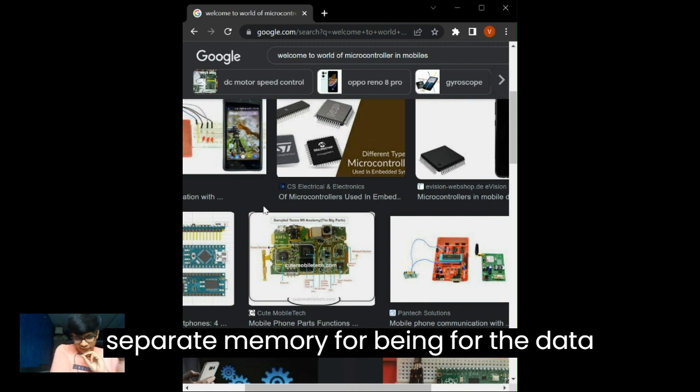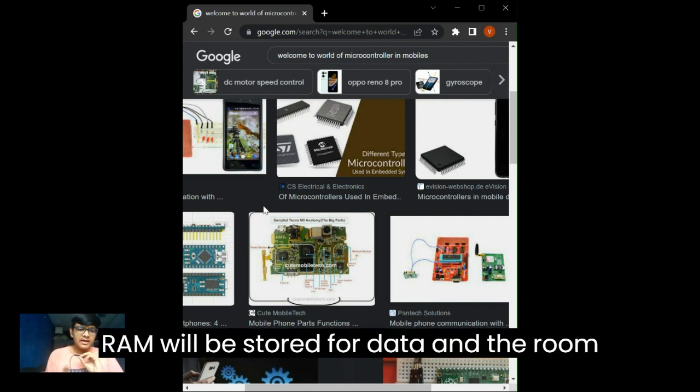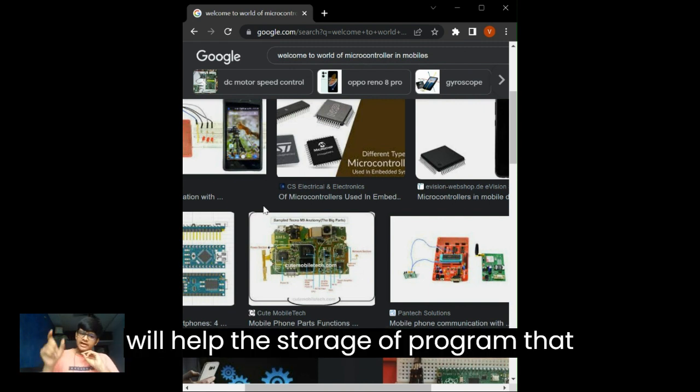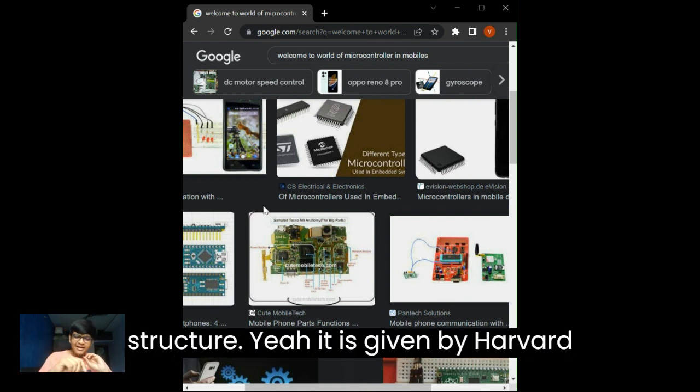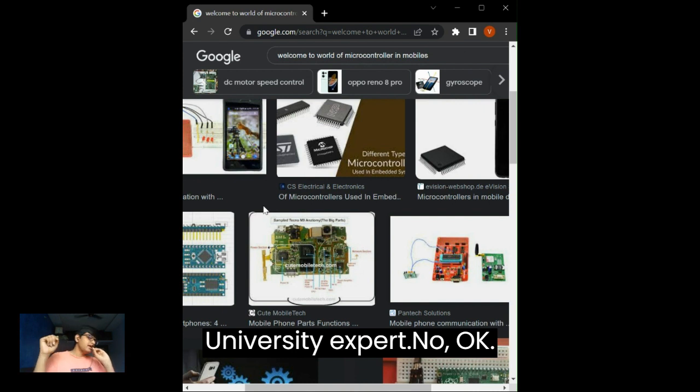That's why we need a separate memory for the data and a separate memory for the program. The RAM will be used for data and the ROM will store programs. This structure is called the Harvard structure, given by Harvard University experts.